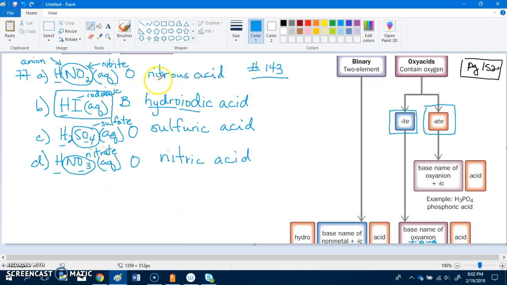It's really important when naming the oxyacids that you name the anion correctly from the polyatomic chart. Then look at how that polyatomic name ends: if it's ite, it becomes ous, and if it's ate, it becomes ic. So sulfate became sulfuric, nitrate became nitric, and nitrite became nitrous. That's how you name your acids. You have to identify whether they're binary or oxyacids and then use the naming convention for each. I hope that helps. If you have more questions, please let me know. Bye for now.